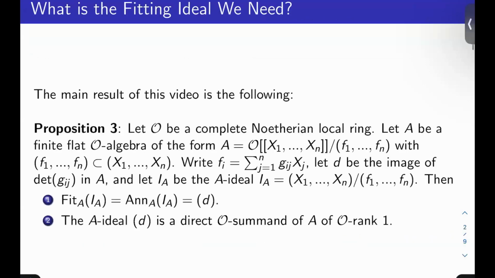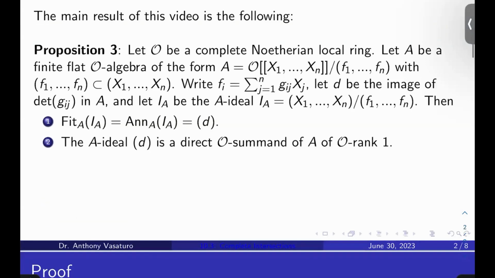Okay, so the main result of this video will be the following. We'll call it Proposition 3. Let O be a complete Noetherian local ring. Let A be a finite flat O-algebra that looks like O[[x1, ..., xn]] mod (f1, ..., fn). We want to make sure that the ideal (f1, ..., fn) is contained in the ideal (x1, ..., xn).